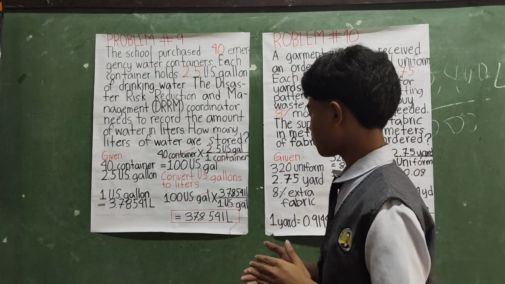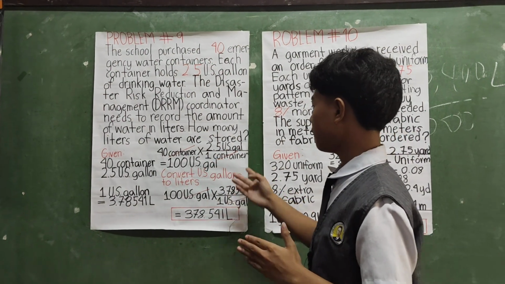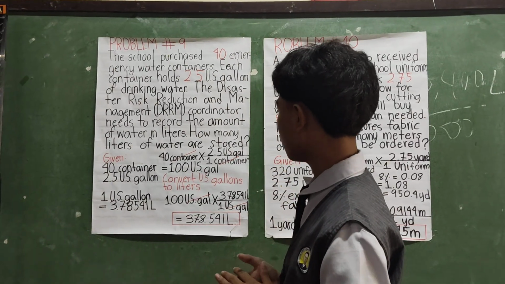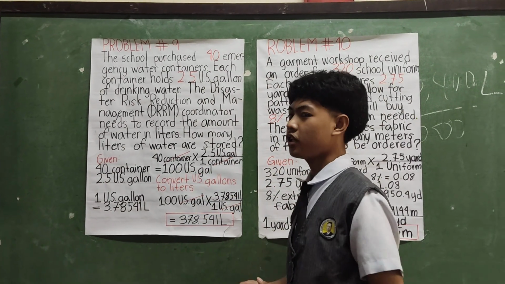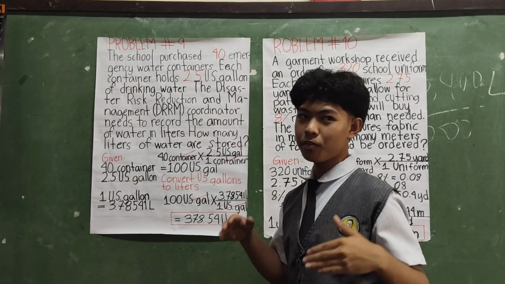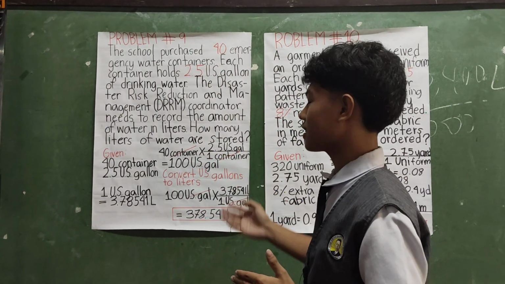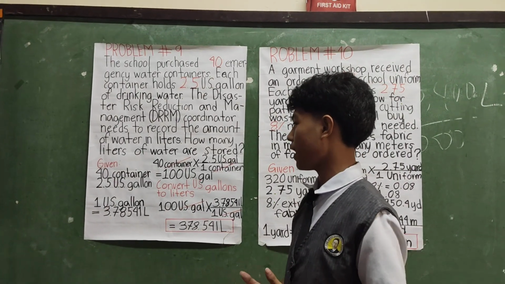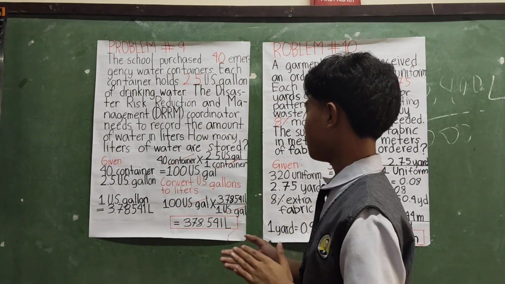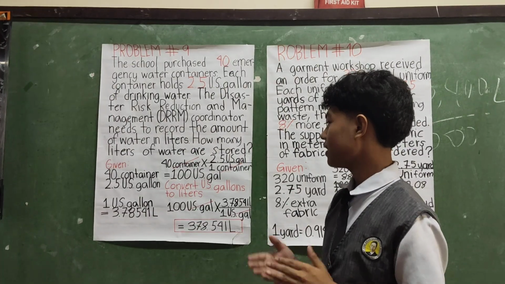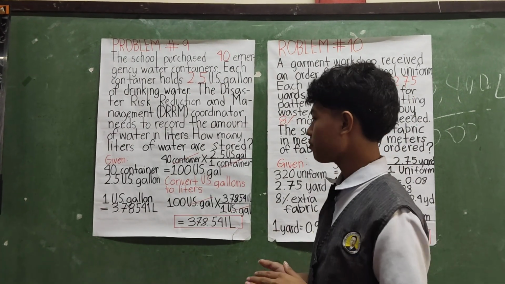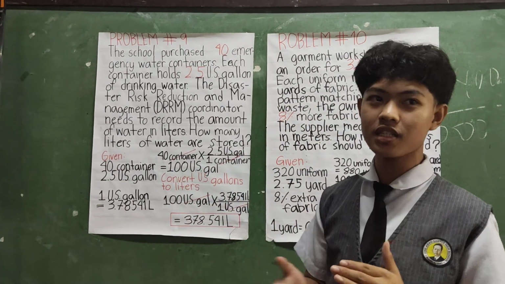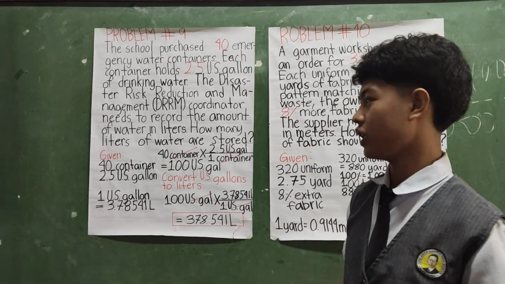Why do we multiply? Since each container holds 2.5 US gallons and there are 40 containers, we multiply because 2.5 US gallons is the total amount of water in one container. 40 times 2.5 is equal to 100. You've noticed that the unit container is being cancelled and it leaves only US gallon, and that will be our unit.